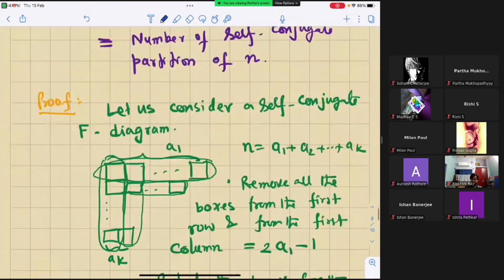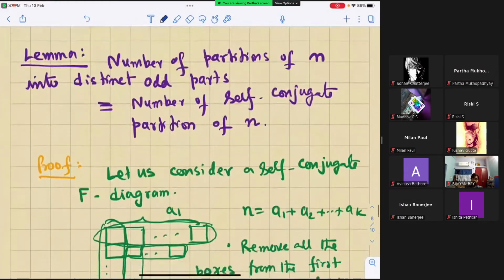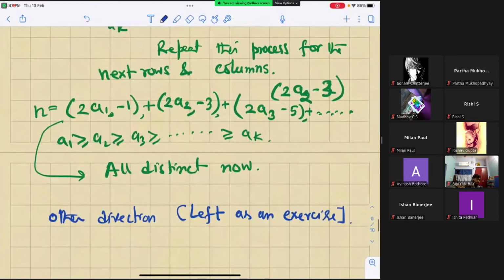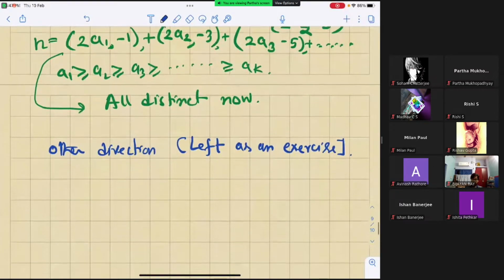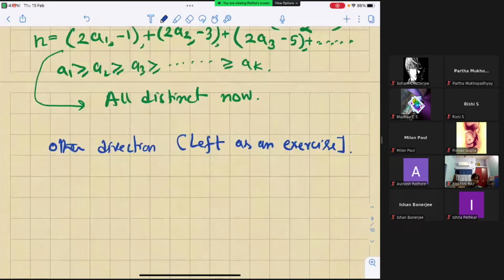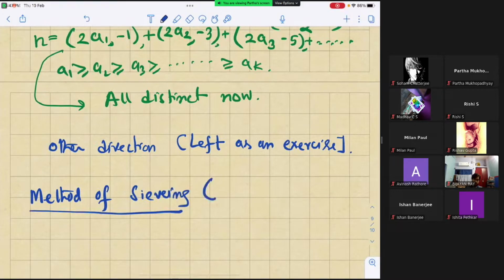So this was my introduction to the basic theory of partitions. Now, one really important thing that we did not do, we did not count the number. So now we are warming up for that. For that, let me introduce the method of sieving. This is also called the method of inclusion and exclusion.